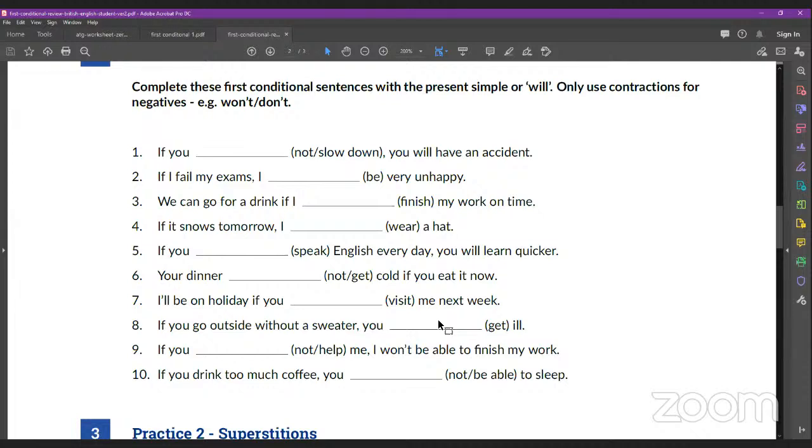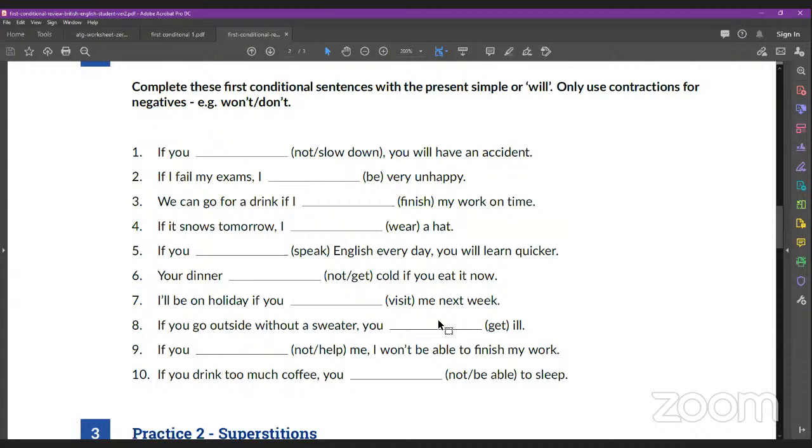Thank you. Miss Carla Fajardo, please. Number 5 and 6. If you speak English every day, you will learn quicker. 6. Your dinner don't get cold if you eat it now. Okay. Can you repeat the number 6 again, miss? Please repeat the 6. Your dinner won't get cold if you eat it now. Okay, that's correct.